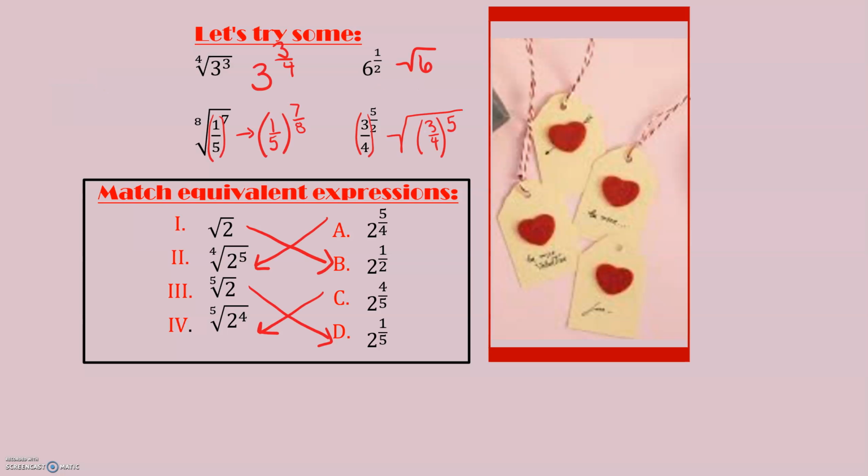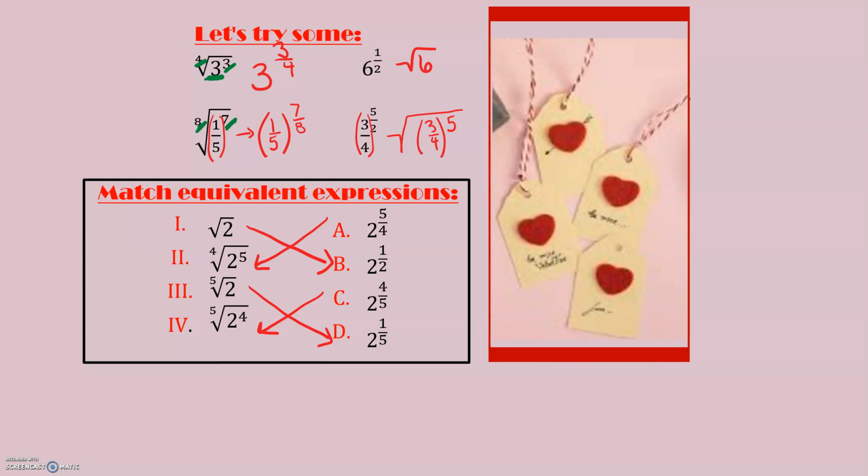Okay, so here are the answers. And how we went about this was I had 3 as the base. This is the index, so it's the denominator. That's the exponent, so it's the numerator. I know the one with the fraction looks a little scary, but when you put the parentheses around it, you can see that that 1/5 is the base, 8 is the index, 7 is the exponent.